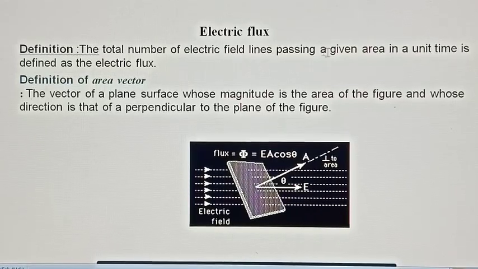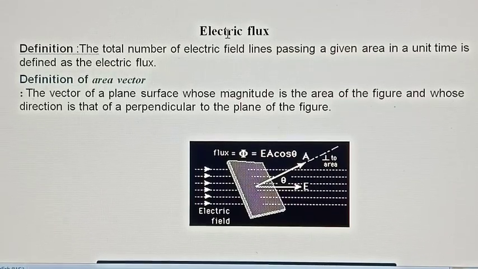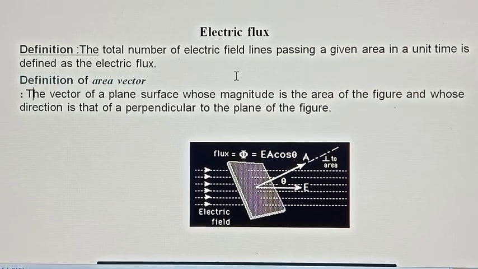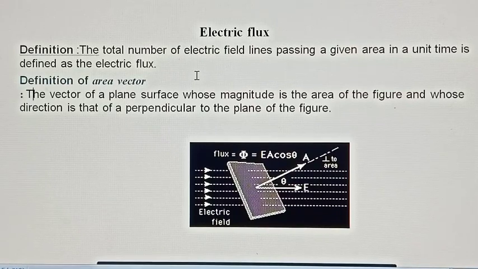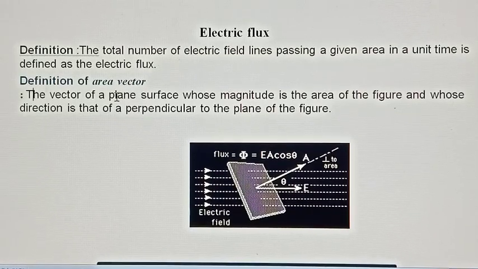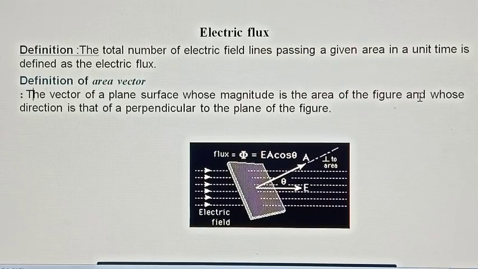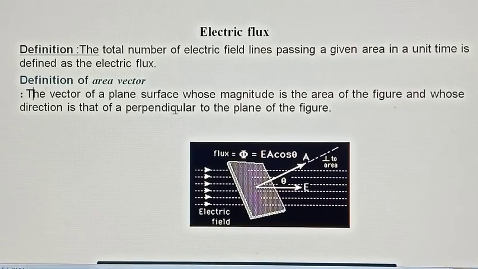Dear students, today our topic of discussion is electric flux. It is the total number of electric field lines passing normally through a surface. To know more details about electric flux, we need to know what is area vector. The vector of a plane surface whose magnitude is the area of the figure and whose direction is that of a perpendicular to the plane of the figure.